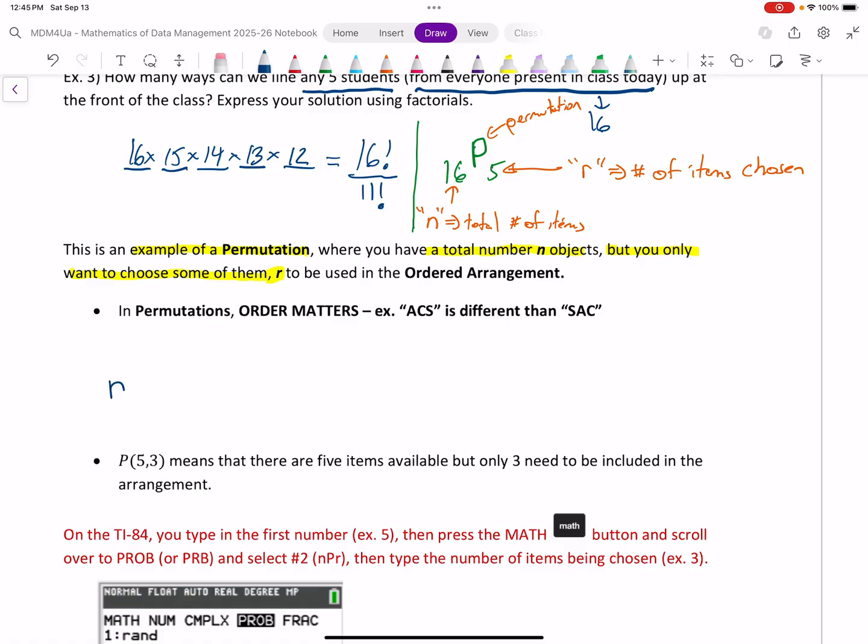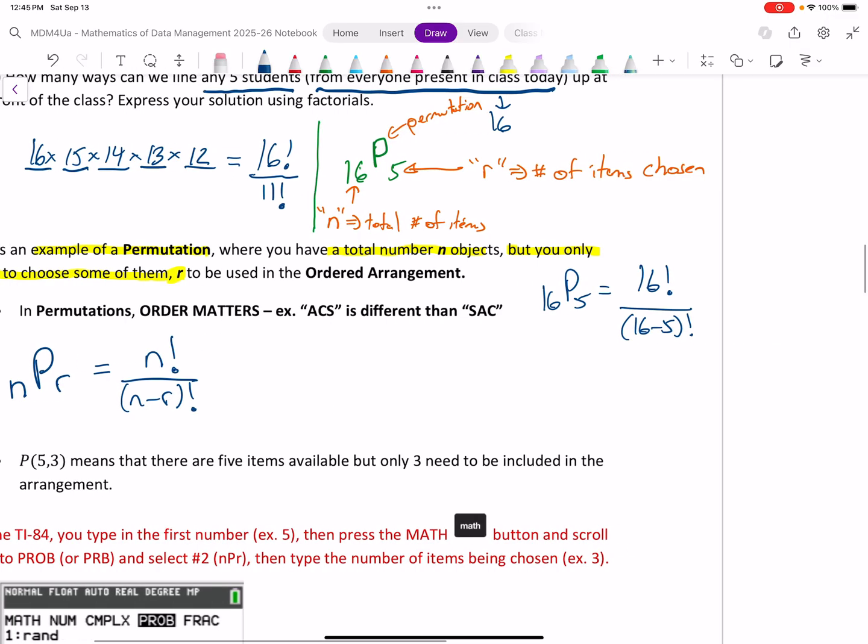So I'm just going to write this out again. nPr actually has a formula, and you're going to need to know this formula. It's where you have n factorial divided by (n minus r) factorial. And so it works out if I did that for 16P5, n would be 16, so I have 16 factorial over (16 minus 5) factorial, so I do the bracket first, and I'll just do this to the side. So I end up with 16 factorial over 11 factorial, which is exactly the same thing we wrote there. So it works out the same.